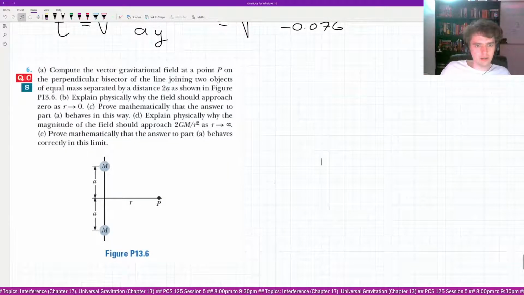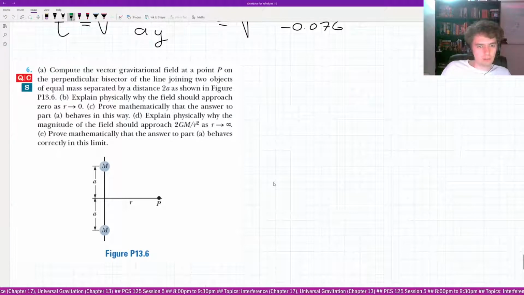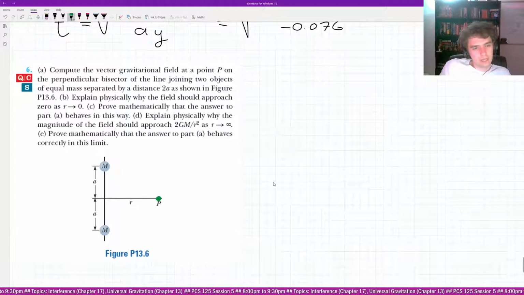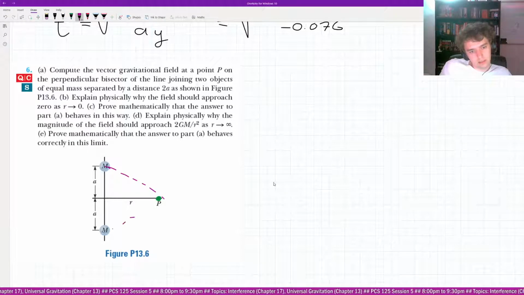Compute the vector gravitational field at point P on the perpendicular bisector of the line joining two objects of equal mass separated by distance 2a, as shown, and explain why physically the field should approach 0. So first, find the vector gravitational field at point P on the perpendicular bisector of the line. It's just using too many words to say point P. It just means point P. So I need to find these distances, right?